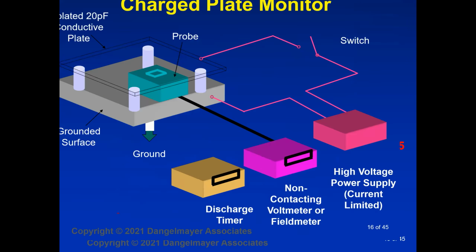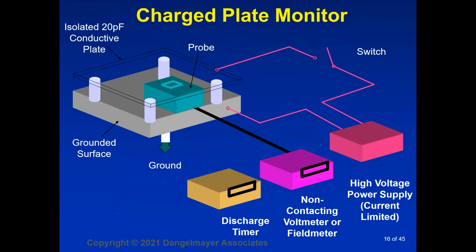Well, the instrument that's specified in the document is called the charge plate monitor. And what you see here is a blow-up diagram of the elements of the charge plate monitor. So we start off with this isolated conductive plate here. And I've made it transparent, obviously, so you can see what's below it. It's isolated on a set of standoffs. Underneath the plate is some type of probe that will measure the voltage on the plate. It's typically a non-contacting probe, but there are charge plate monitors that use a contacting method to measure the voltage on the plate.